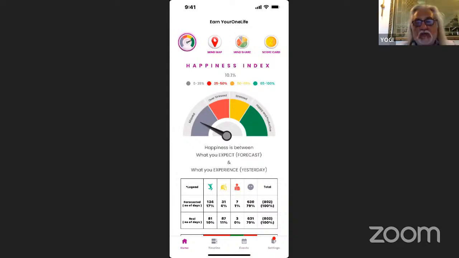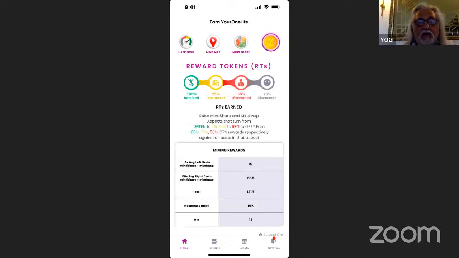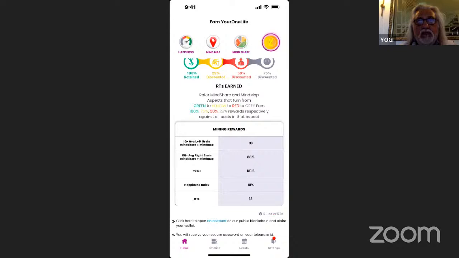We go back to the scorecard. So we take a total value of the right brain and the left brain, total the two, and then we use the happiness index to arrive at the total number of tokens that you earn. Now you have here earned 18 tokens. The moment you earn 100 tokens, and by the way, there are boys and girls who are earning up to 400 tokens a month. So you just got to understand that there is something wrong with the way you're using the app.